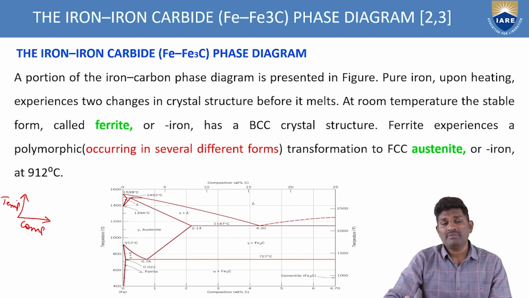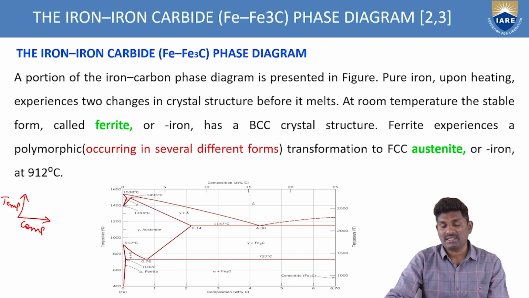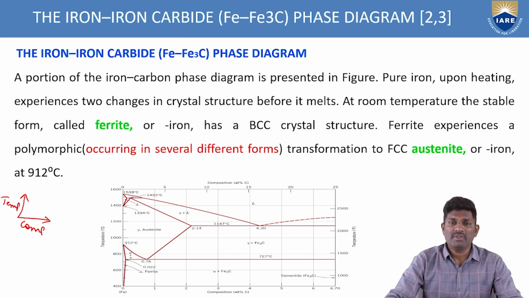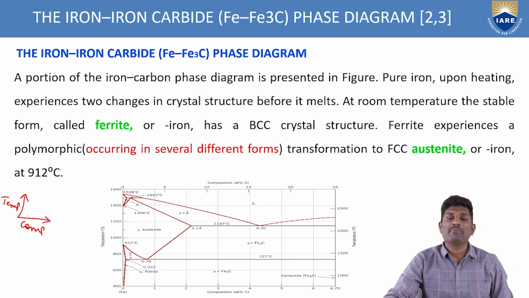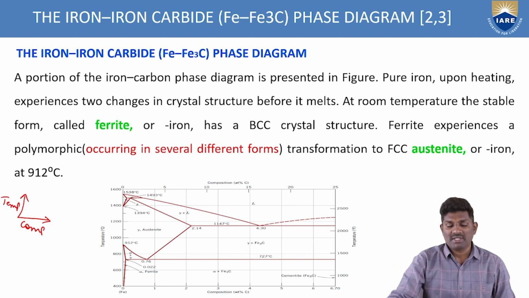But in the iron phase diagram, or iron carbide diagram, what is happening here? The pure iron, when you heat, what is happening here? It experiences two changes in the crystal structure. So that is a very typical example. If you observe here, what is happening? The pure iron, when you heat, it gets into two different crystal structures before it melts. So before it melts, it is experiencing two types of crystal structures.